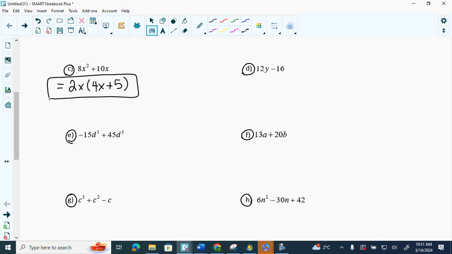Okay, D. What can I take out of D? 12 and 16. 4. A 4. I have a y and then no y. So can I take out a y? Just because I want to? No. 12 divided by 4 is 3.